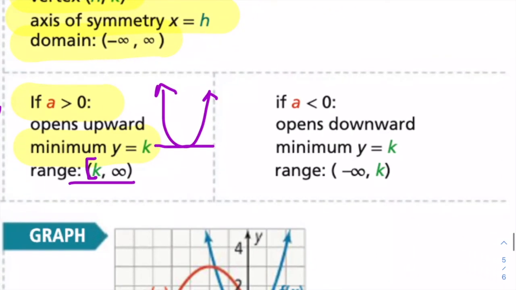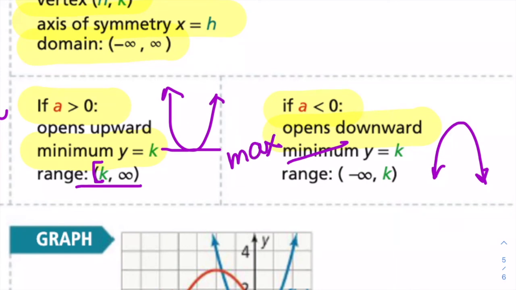Another correction over here I want to make sure we go over is this one has, when a is less than 0, we know it's going to open downward. And when it opens downward, it's going to have a maximum. So we're correcting the book here. The maximum is going to also have that y value k, and the range will be k as the maximum with a bracket, and anything less than that. So the range would be negative infinity to k.